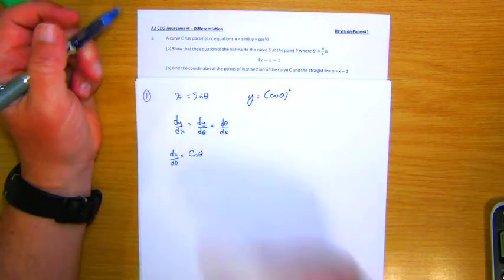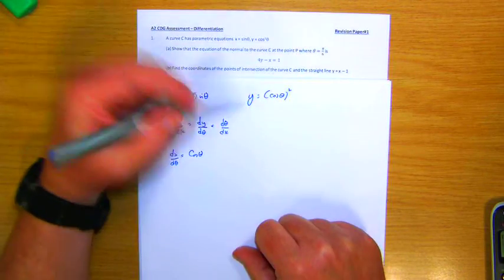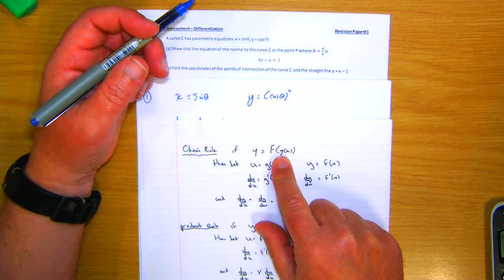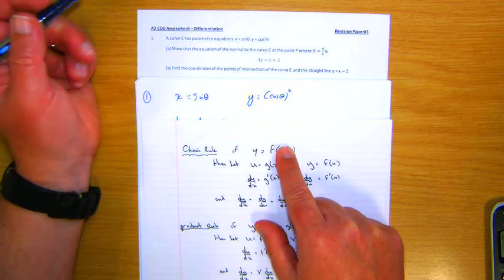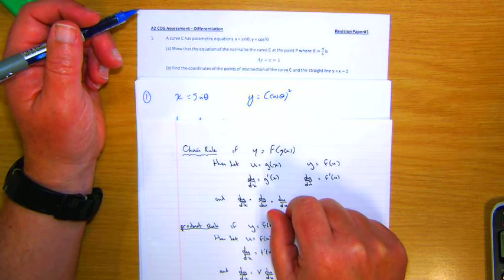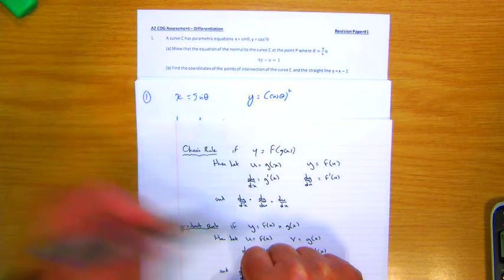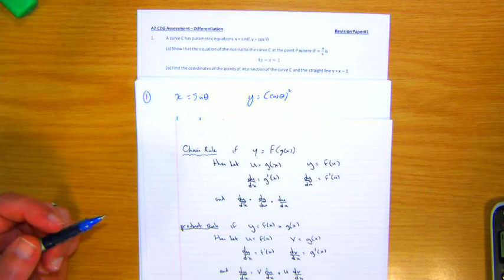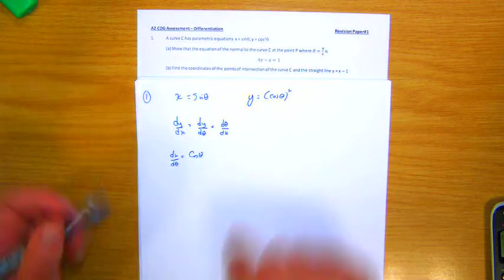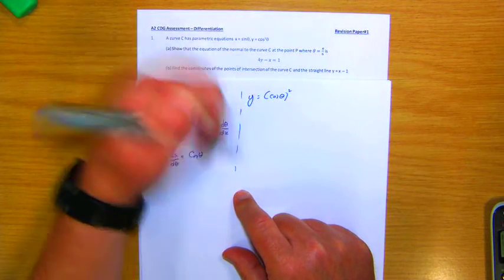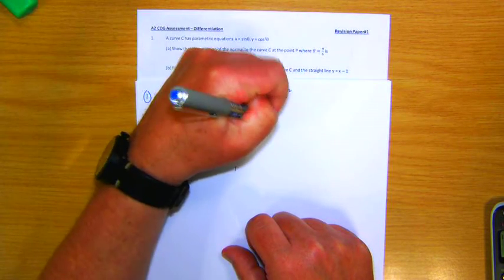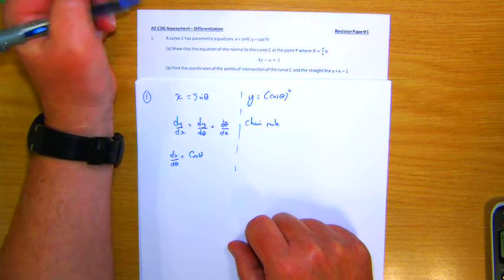And then for dy d theta, what we have here is a chain rule. We've got the function embedded inside the other function. So when we were practicing these, it was the cover-up method that we were using, but the full method is there. So what I'll do for the sake of this example is I'll do it both ways. Okay, so it's going to be chain rule. It's a good idea to tell the examiner how you're going to differentiate it. So we're going to use the chain rule.